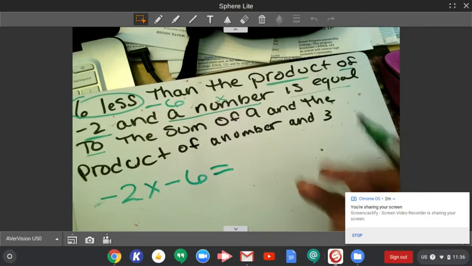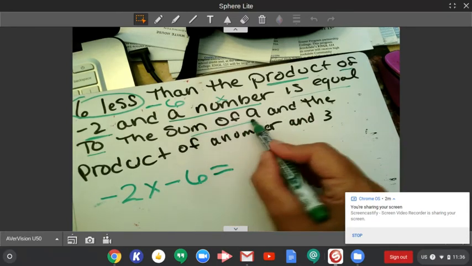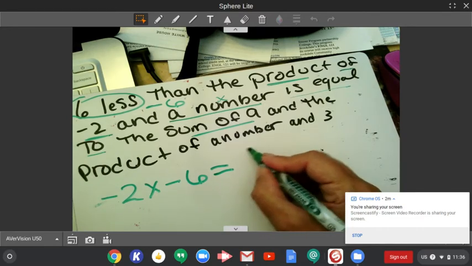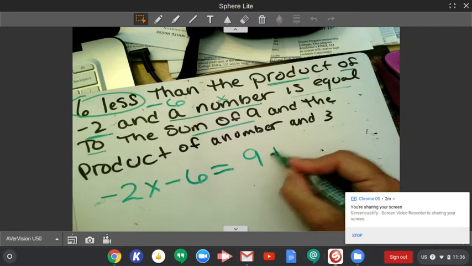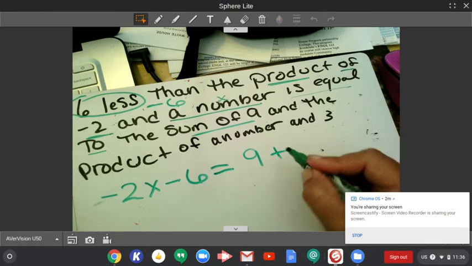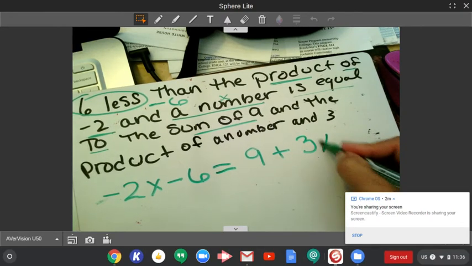The sum of 9. Sum means add, so I know I'm going to add 9 for this part, and the product of a number and 3. So the product of a number and 3, and the sum of 9, I'm going to just put 9 plus, or you can do 3x plus 9. These are commutative, so you can write them either way. And the product of 3 and a number.